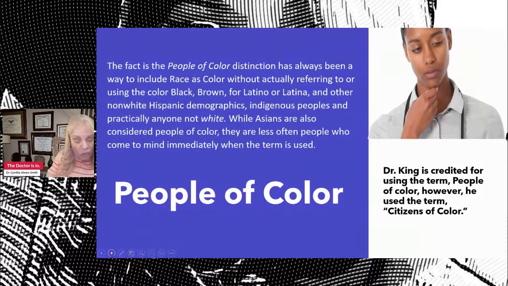Often mistaken for having used the term people of color, Dr. Martin Luther King is credited for having used at least something similar, substituting citizens for people. The fact is, the people of color distinction has always been a way to include race as color without actually referring to or using the color black, brown for Latino or Latina and other non-white Hispanic demographics, indigenous people, and practically anyone non-white. While Asians are also considered people of color today, they are less often the people who come to mind immediately when the term is used.